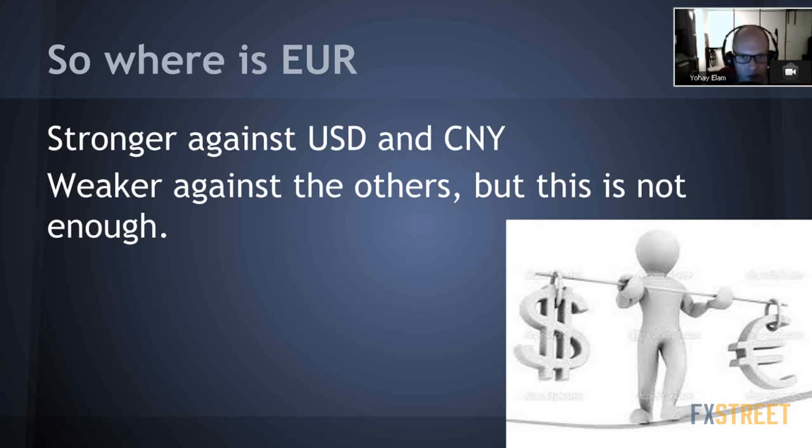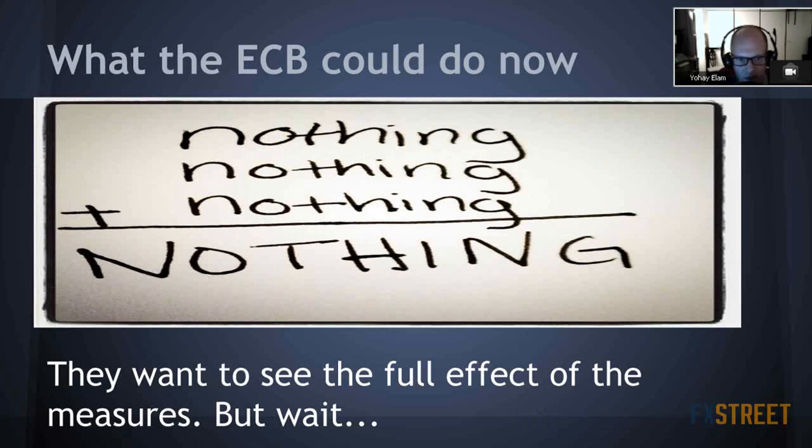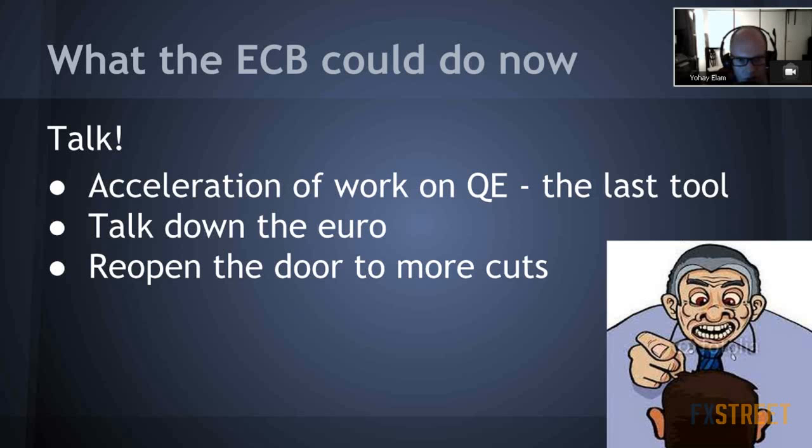So what will the ECB do now, in 2 days from now? Basically nothing, because they want to see the full effect of the measures in June. But doing nothing doesn't mean saying nothing, doesn't mean not moving markets. Draghi always moves the euro, either to the upside or to the downside, and markets don't ignore him. So he's going to talk.